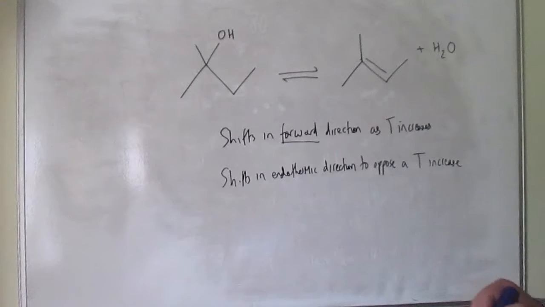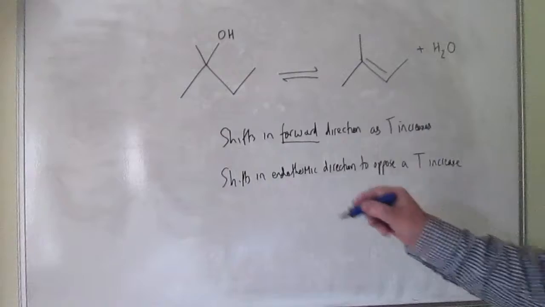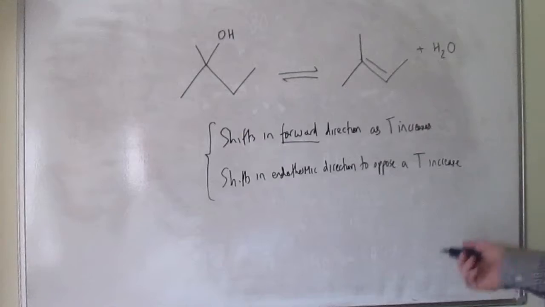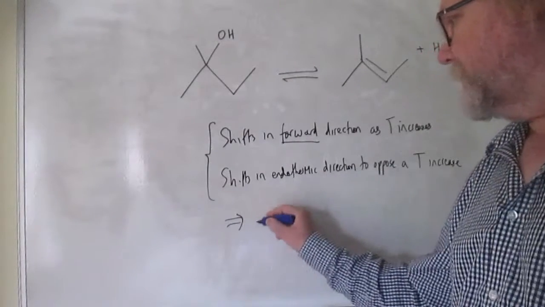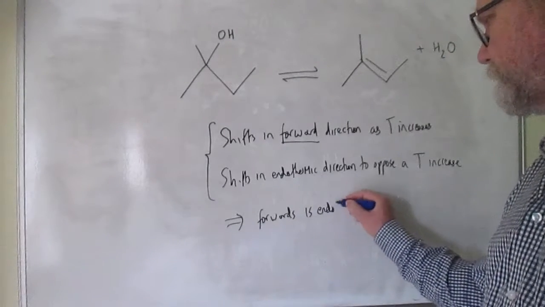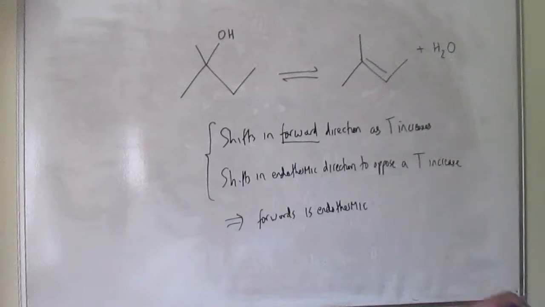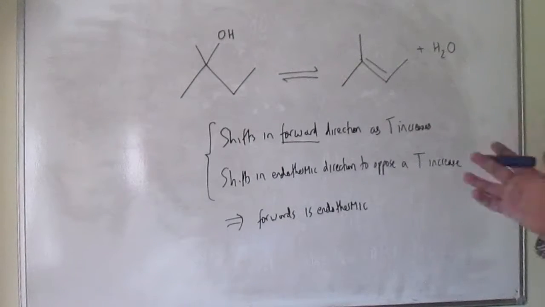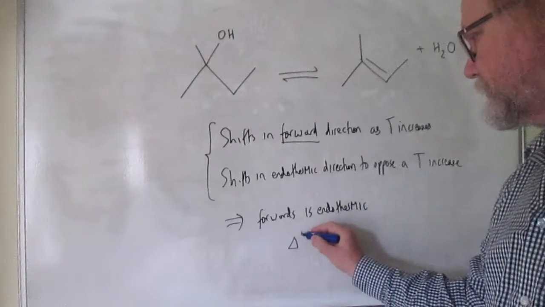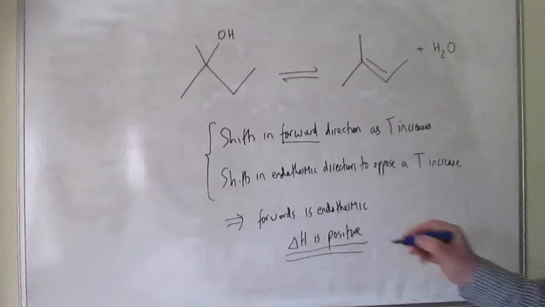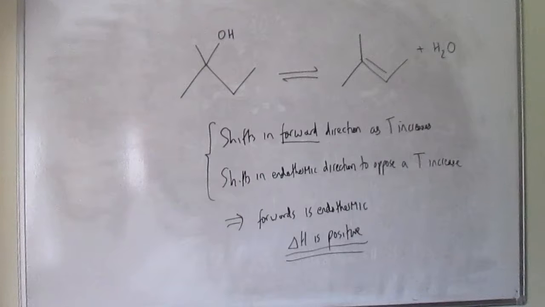And really all you're being asked to do is to put those two bits of information together and say, right, well, we know it goes in the forward direction, we know it goes in the endothermic direction, therefore fairly obviously that implies that the forwards is endothermic. And remember that delta H for an endothermic reaction is positive, so if it's positive in the forward direction, that's the value that we give for the reaction. So we say that delta H is positive, is what we can conclude from that bit of information.